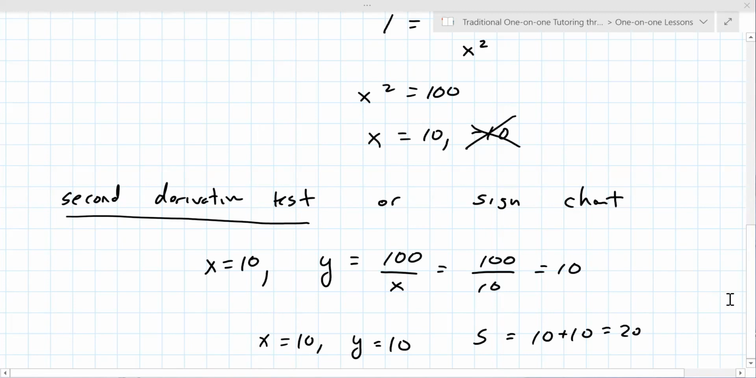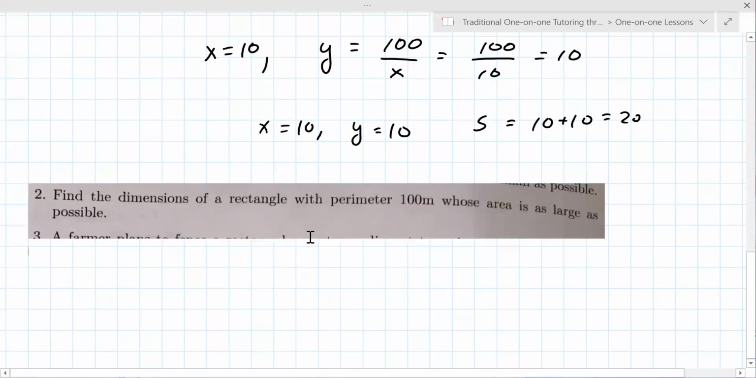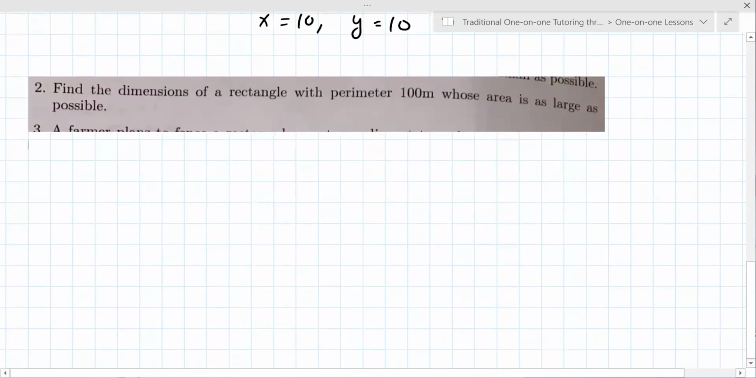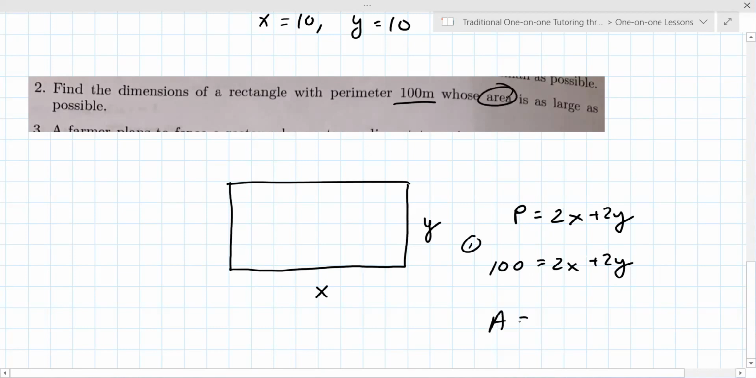Okay, so number two. Find the dimensions of a rectangle with perimeter 100 meters, whose area is as large as possible. So here's your rectangle, x and y. The perimeter is 2x plus 2y, and the perimeter is 100. So 100 equals 2x plus 2y. That's one equation. Then the optimization equation is for area. Area is equal to x times y. So now we've got equation 2.